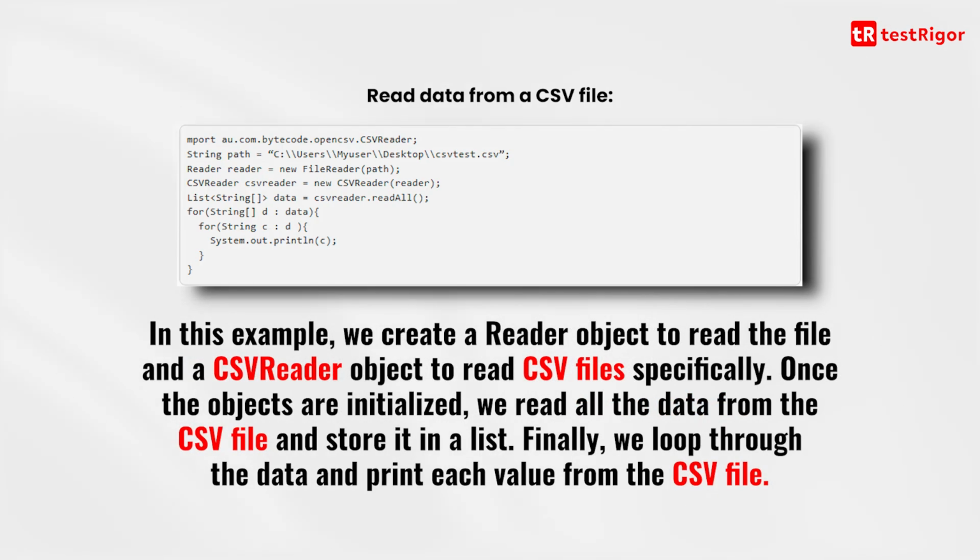In this example, we create a reader object to read the file and a CSV reader object to read CSV files specifically. Once the objects are initialized, we read all the data from the CSV file and store it in a list. Finally, we loop through the data and print each value from the CSV file.